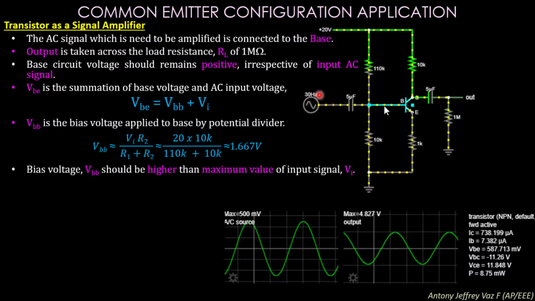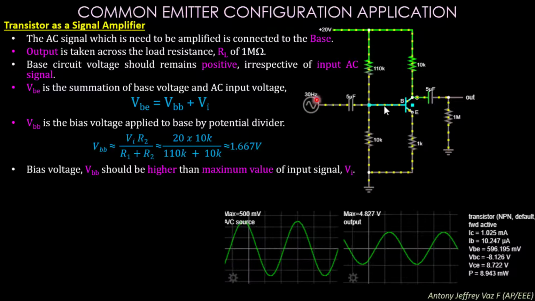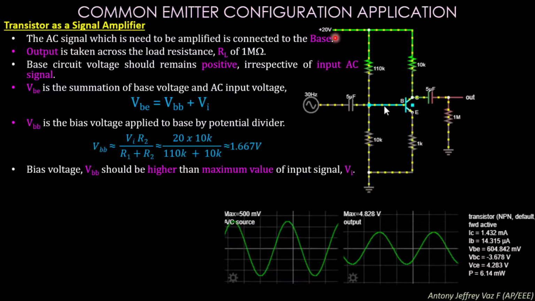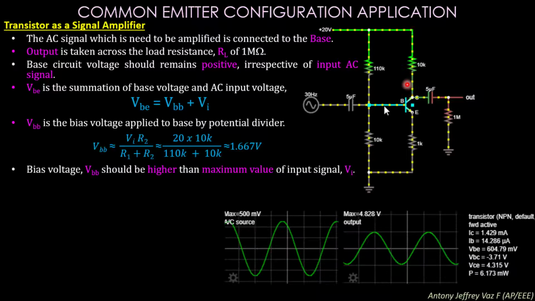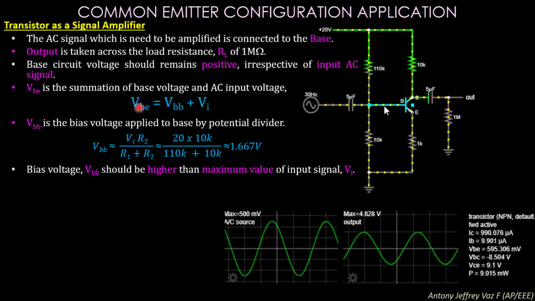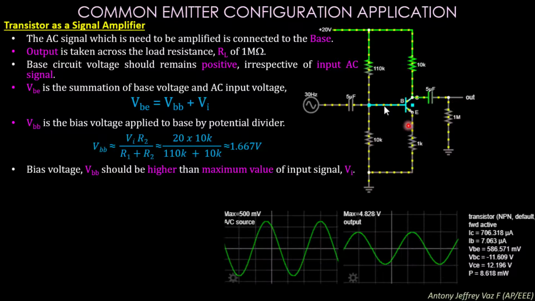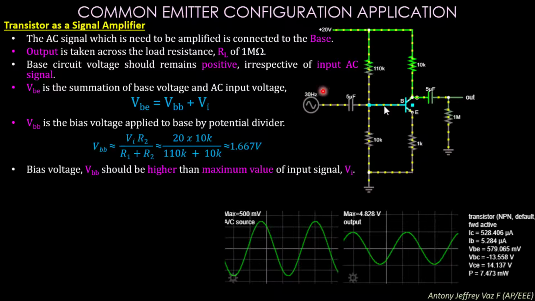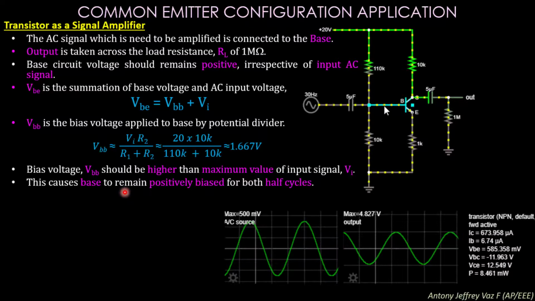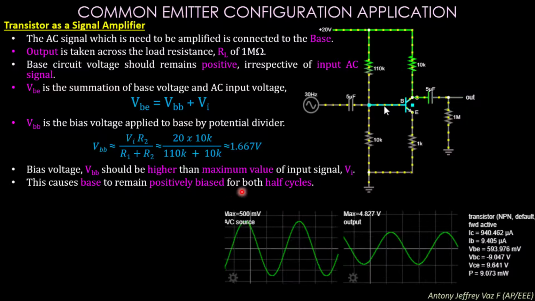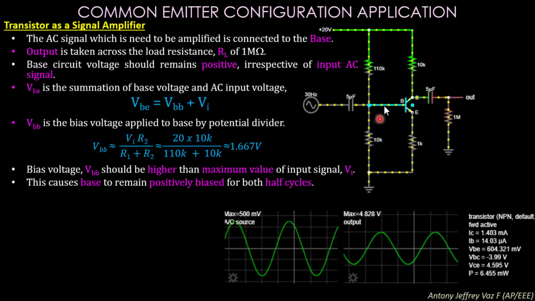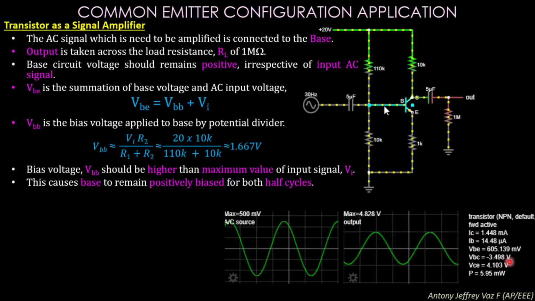Always the sine wave, that is the signal applied to the base of the transistor, should be lesser, and the input to the collector of the transistor should be higher. That is, the VBE voltage which is present here should be higher than the input applied to the transistor. This causes the base to remain positively biased for both the half cycles.